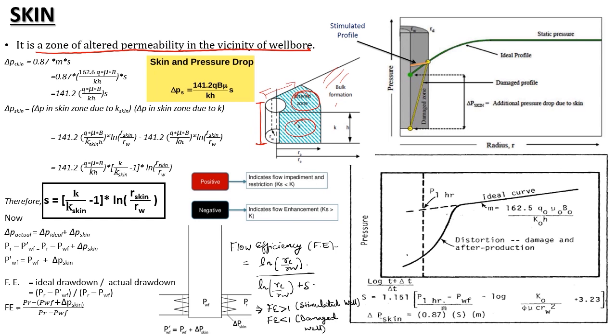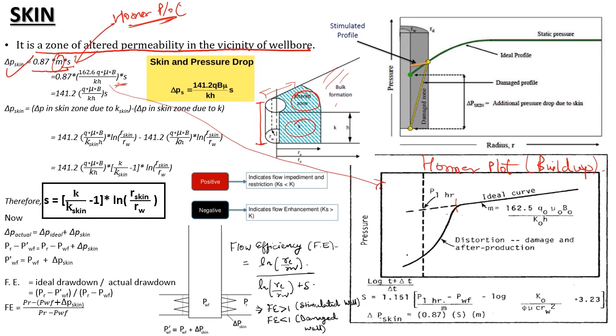Now delta P skin is equal to 0.8 into slope into S, which I will be discussing in my Horner plot. In my Horner plot, M is 162.6 Q mu B upon kh. This is my Horner plot, and I will derive this in my build-up session.